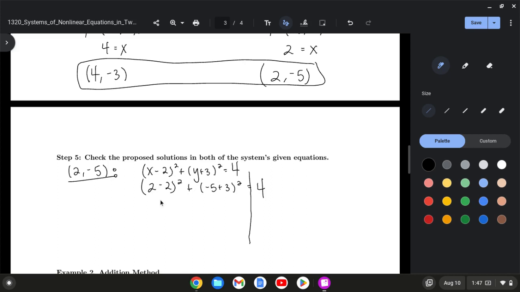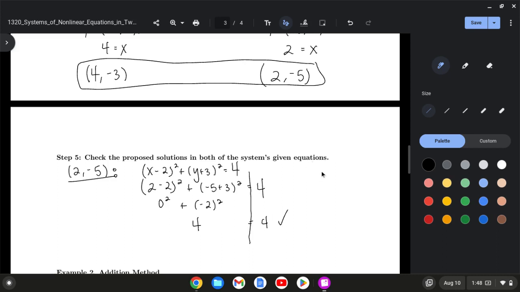Well, 2 minus 2 is 0. And then in our parentheses here, we have negative 5 plus 3, which is a negative 2, still being squared. 0 squared is 0. And then negative 2 squared is a positive 4. So we do, in fact, get 4.